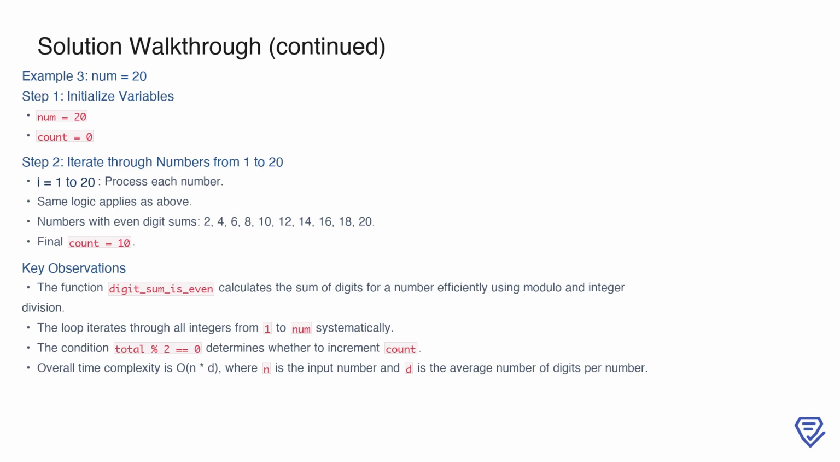Now, let's summarize some key observations. The helper function digit_sum_is_even efficiently calculates the digit sum of a number using modulo and integer division operations. The loop systematically processes each number in the range, ensuring accuracy. The condition total % 2 == 0 serves as the key check to determine whether a number contributes to the count. While this approach is straightforward, the time complexity is O(n*d), where n is the input number and d is the average number of digits per number. This makes the solution efficient for the problem's constraints.